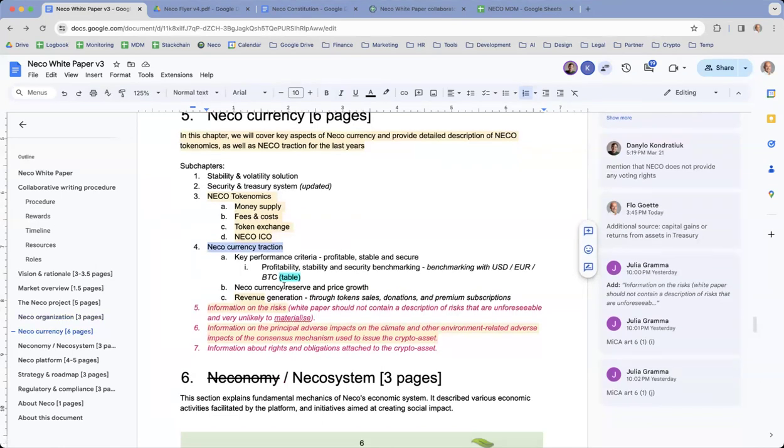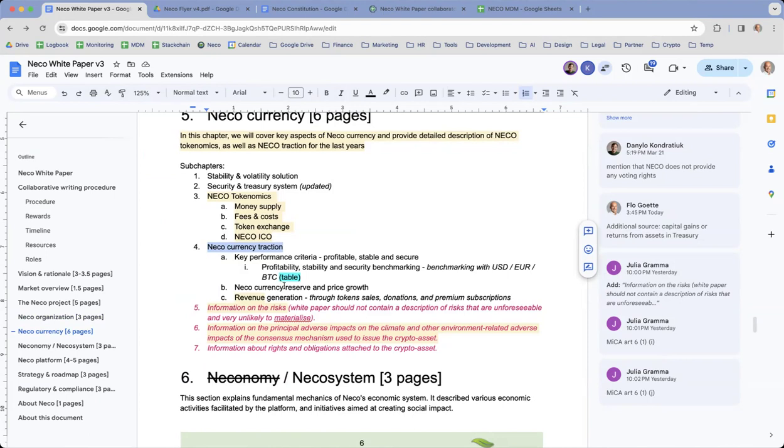Yeah. A very important thing to mention is that there will be no more reserve. In the previous version of the white paper and until the end of last year, we had the Neco reserve, which was backing up the Neco tokens with fiat. We have replaced the Neco reserve system with a new system called the Neco treasury, because we believe that the new system is more efficient, more flexible, and more secure. And we're gonna talk about this in detail.